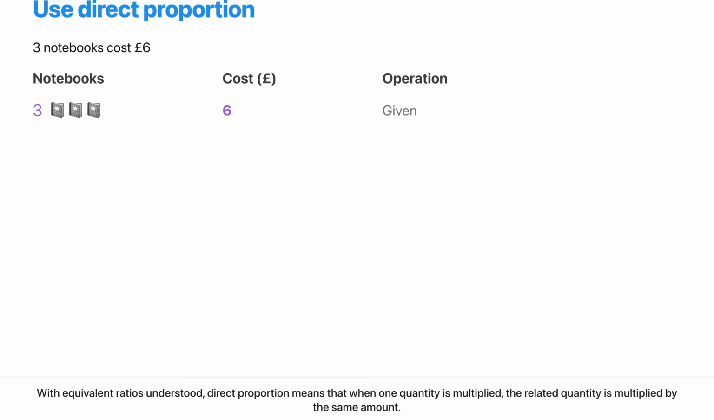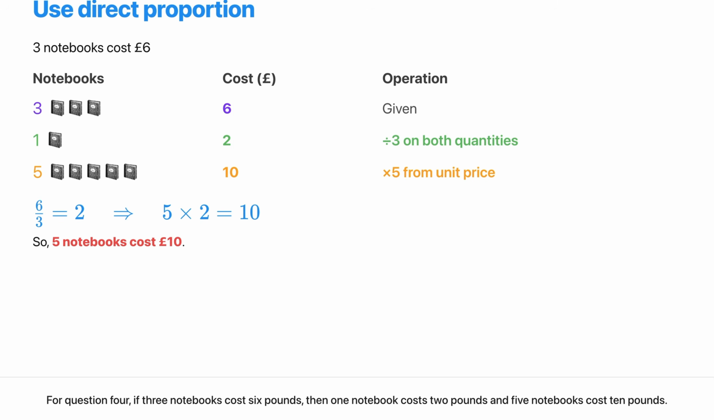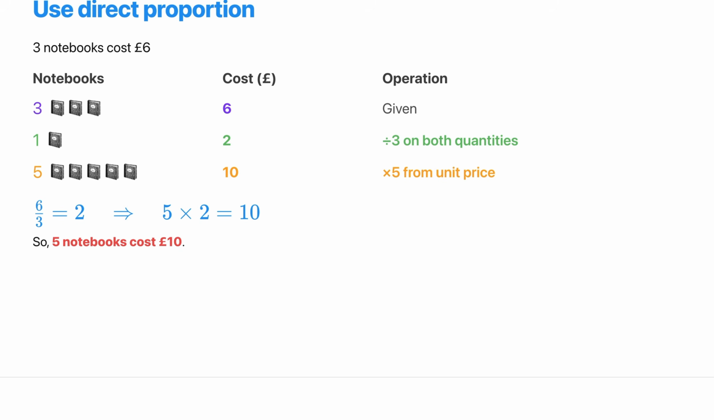With equivalent ratios understood, direct proportion means that when one quantity is multiplied, the related quantity is multiplied by the same amount. For question 4, if 3 notebooks cost £6, then 1 notebook costs £2 and 5 notebooks cost £10.